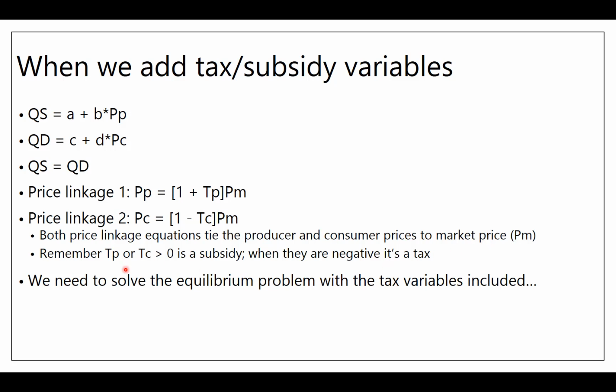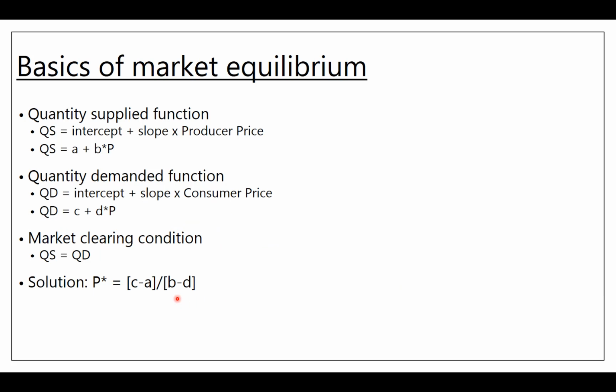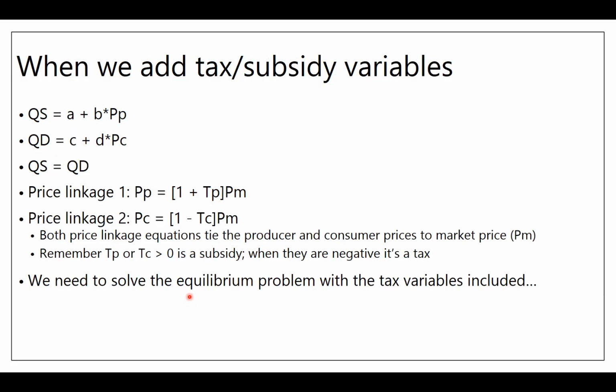And then remember, we said we're setting these two price linkage equations up so that when TP or TC is positive, greater than 0, we are talking about a producer or consumer subsidy. When they are negative, less than 0, we are talking about a producer or consumer tax. Okay, so we have this solution back here, C minus A over B minus D. We need a new solution because we no longer have a single price variable, we have 3.